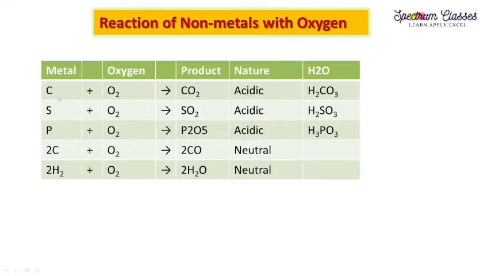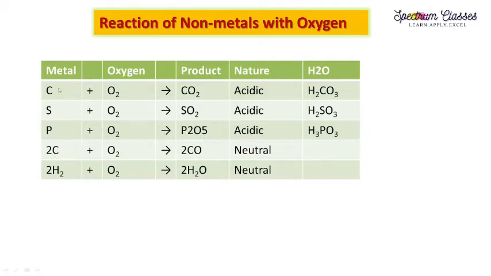Here carbon on reaction with oxygen will give carbon dioxide. Similarly, sulfur on reaction with oxygen gives sulfur dioxide. Phosphorus on reaction with oxygen gives phosphorus pentaoxide. Penta stands for 5, so pentaoxide means 5 oxygens, right?